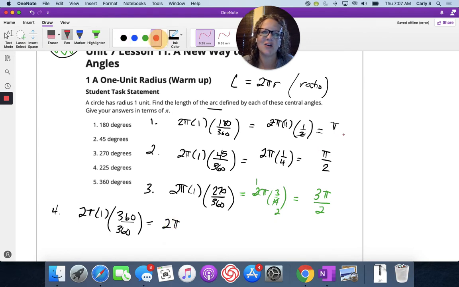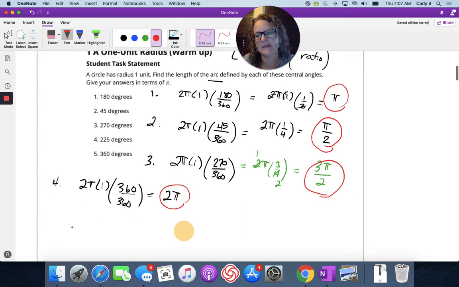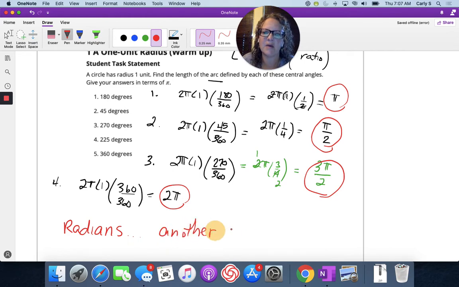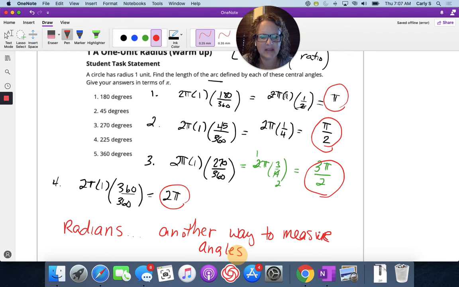All right, these are actually called radians. I'll write that word down for you. It's another way to measure angles. And like I said, it's important. I've used it a ton in math classes outside of geometry. Okay, they're called radians. So whenever you see an angle measure with pi in it, it's measured in radians almost always. Okay, not always, but almost always.